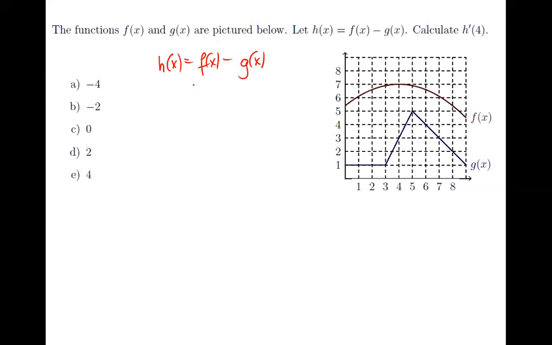Now they are asking for the derivative at 4, which means we have to find the derivative of f at 4 and the derivative of g at 4. It's the same thing: if we're subtracting two functions, that is also the subtraction of the derivatives. The important thing is what f prime at 4 is and what g prime at 4 is. This is f and this is 4.